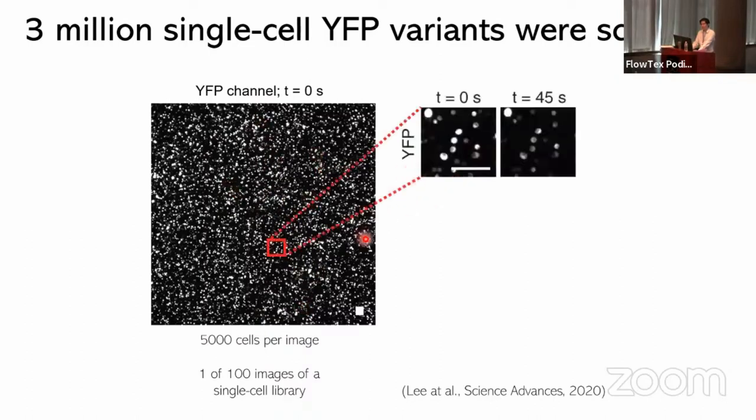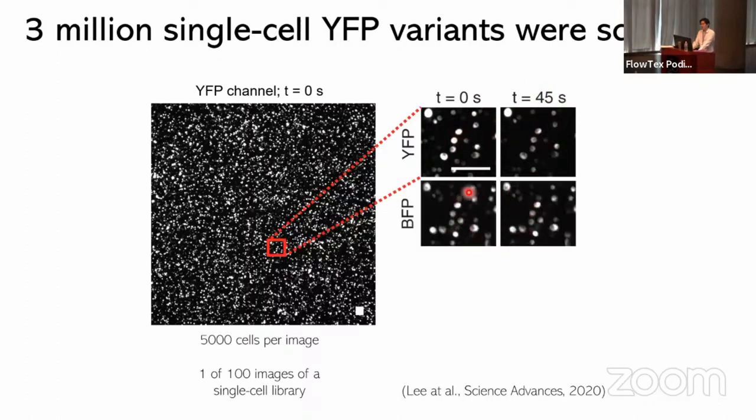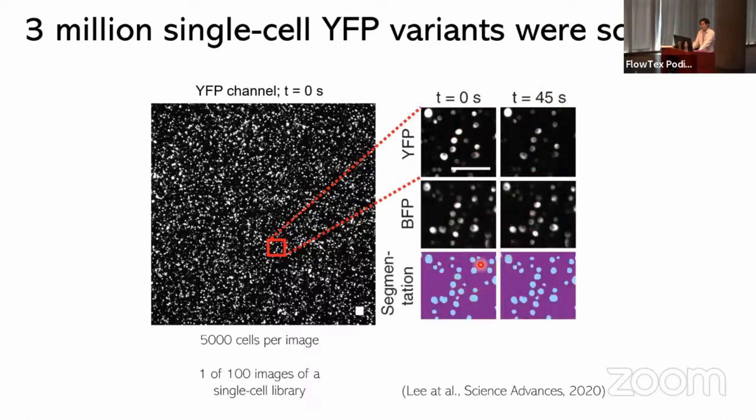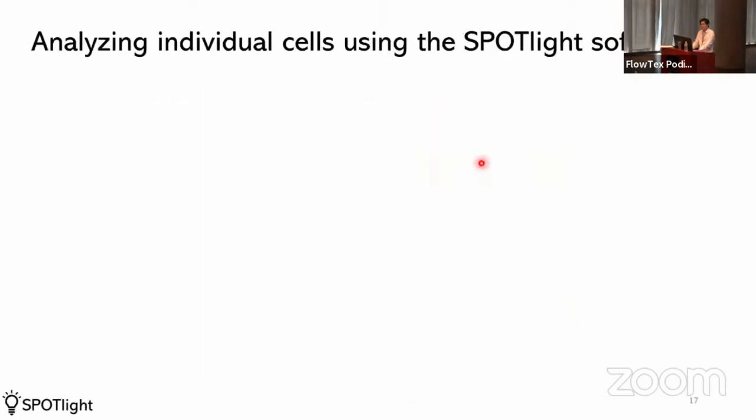And we do image analysis. If you zoom into this red box region here, you can see the cells. And after photobleaching for 45 seconds, you can actually see some cells do decrease in fluorescence. We use BFP to normalize and also do segmentation to do that single cell level image analysis. And we use the raw images to extract and quantify the parameters that we want to improve.